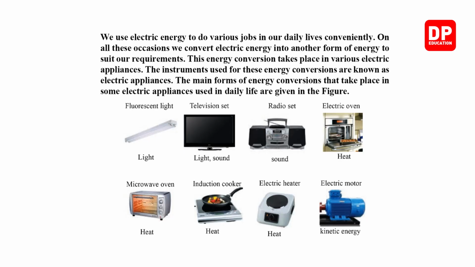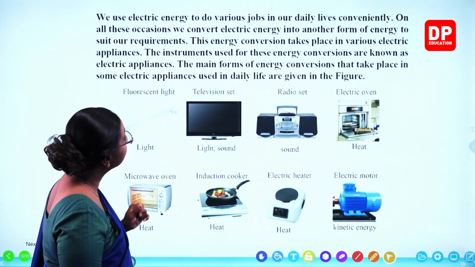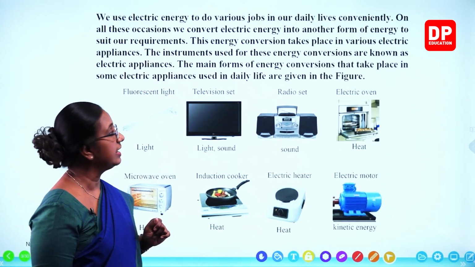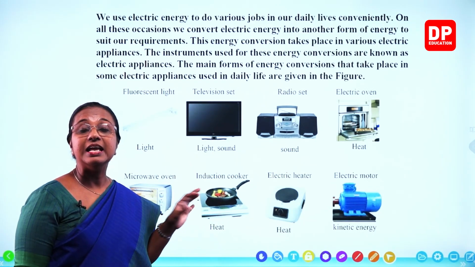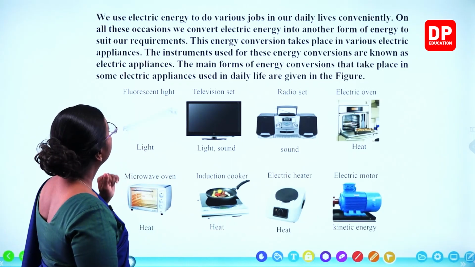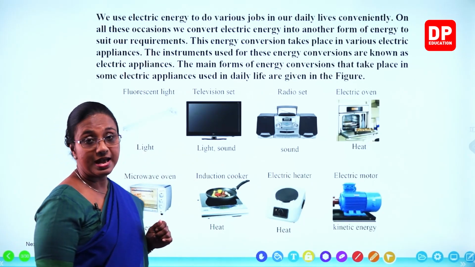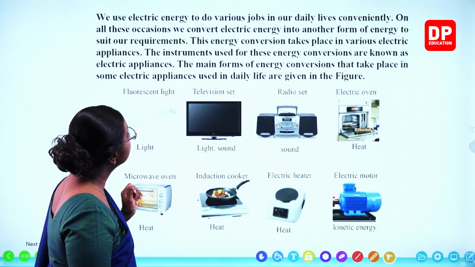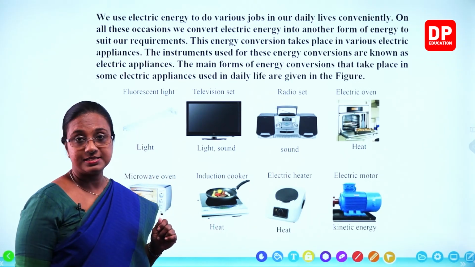We use electric energy to do various jobs in our daily lives conveniently. On all these occasions, we convert electric energy into another form of energy to suit our requirements. So this is how the energy conversion takes place in an electric device. This energy conversion takes place in various electric appliances. The instruments used for these energy conversions are known as electric appliances.